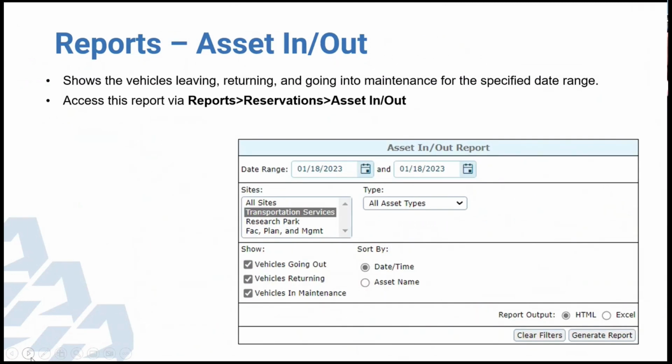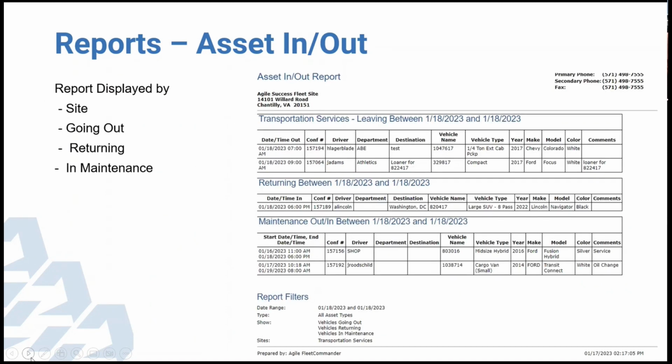Another advantage in regards to having your maintenance reservations within FleetCommander is that you can also monitor them through various reports. This report here is the asset in and out report, which is a really awesome report because you can get a printout of, in essence, what we just showed you through the dashboard. As you run the report, the results will be displayed either in HTML, if you choose to do so, which is what the screenshot is, or you can also run it as an Excel file. That's the case with most of our reports in FleetCommander. You have those two options.